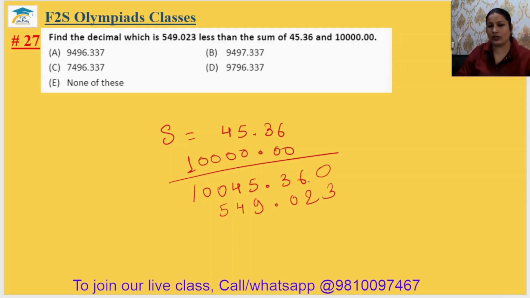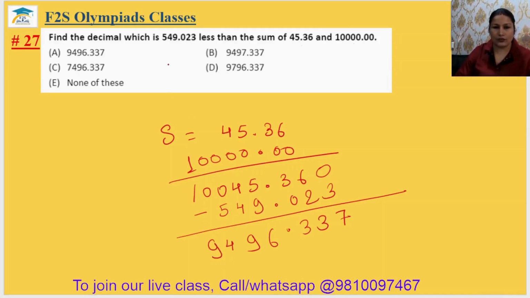This one is less than this, 549.023. Make it the like decimal and subtract it. 10 minus 3 7, 5 minus 2 3, 3 minus 0 3, 15 minus 9 6, 13 minus 4 9, 9 minus 5 4, 9 minus 0 9. Okay, we have to just find the decimal. 9496.337. It is in option number A. The 27th answer is option A.